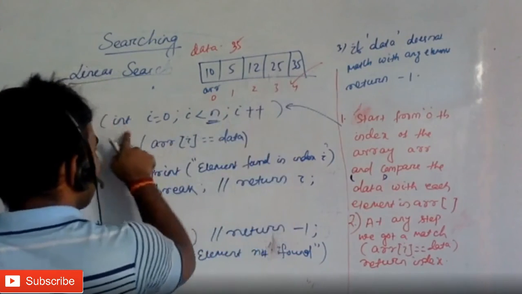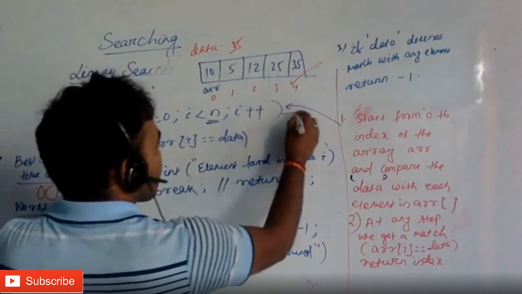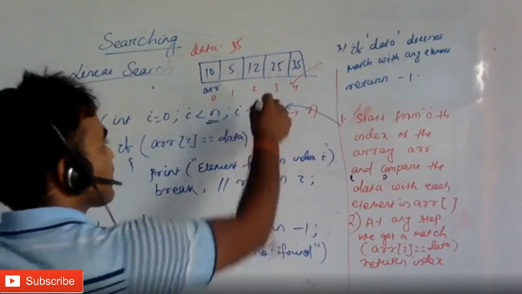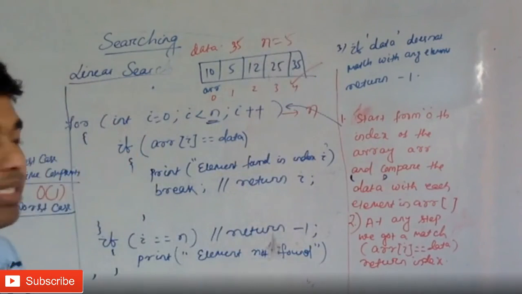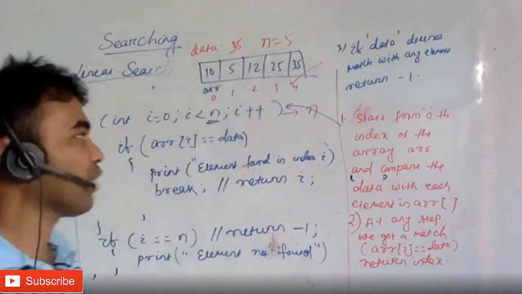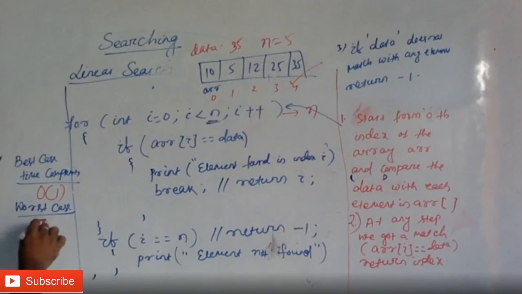So it is going to happen for all i. How many times will you search? You will search n number of times, because there are n elements. In this case, n is 5. You will search 5 elements: one element search, second element search, third, fourth, fifth. So 5 times you are going to search. That's where the time complexity is going to be order of n.